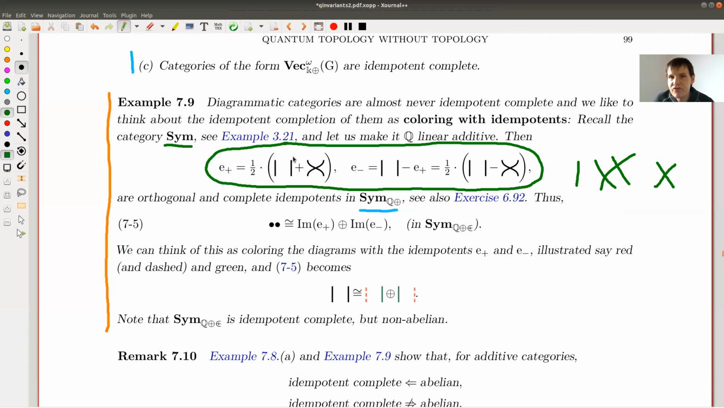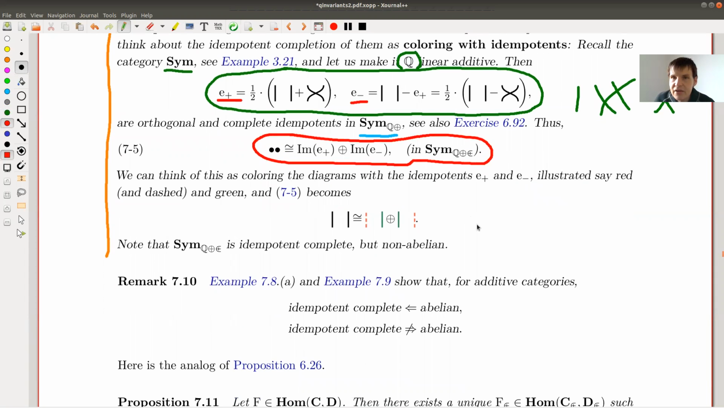Remember that you can add pictures, and you can multiply pictures by scalars in the usual sense, because now it's q-linear and additive. I only want to be able to divide by 1/2, so let's say it's q-linear. And what you then get in the idempotent completion is, so you have those idempotents e plus and e minus, and you get that two dots are actually isomorphic to the image of e plus and the image of e minus.